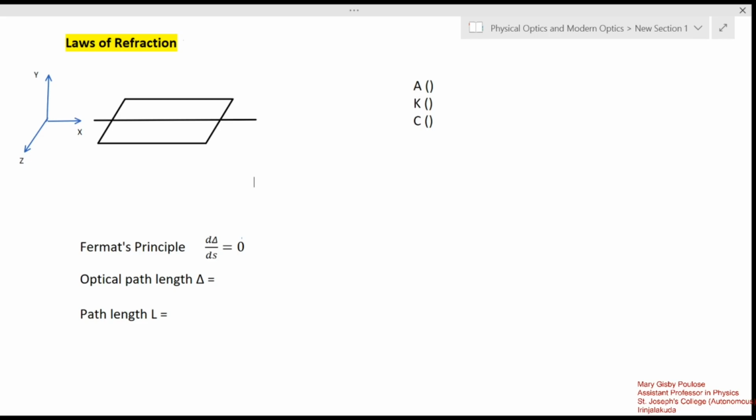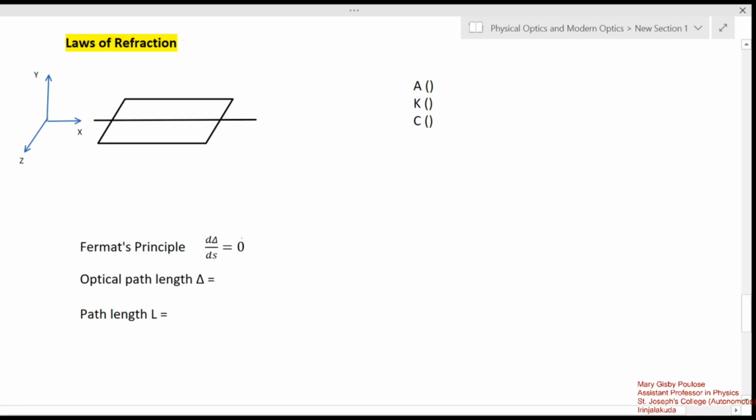Let us remember Fermat's principle. According to Fermat's principle of extremum path, when a light ray travels from one point to another through a set of media, of all the possible paths, it will choose that path for which the time taken is extremum. That is, the time taken can be a maximum, minimum, or stationary, depending on the cases. In this case, we will be using the time taken to be minimum.